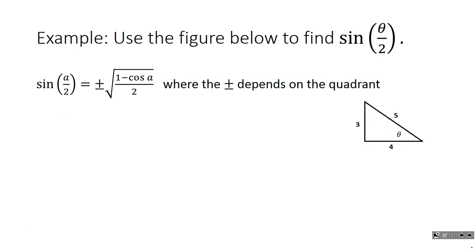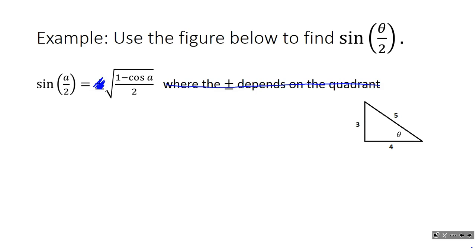So here's our first example that we'll analyze. We're going to use the figure below to find the sine of theta over 2. Notice that's a half angle, half a theta. I've reproduced the formula for you, and let's have a look at the figure. All right, now this figure has nothing to do with the Cartesian coordinate system. It's just a generic triangle. So for this problem, we won't have to worry about the plus or minus. It's just going to be positive. So we can ignore that this first time around.